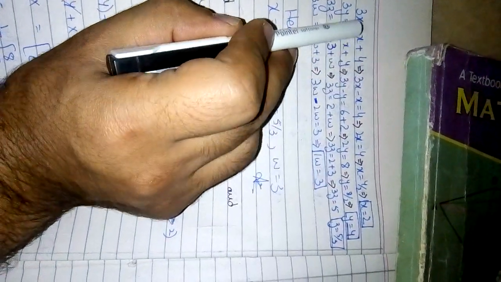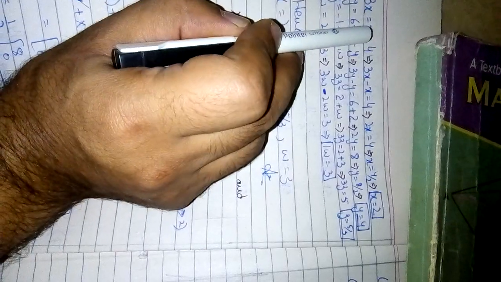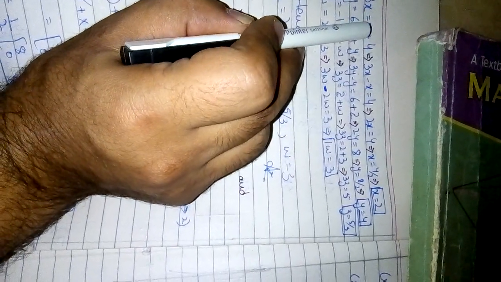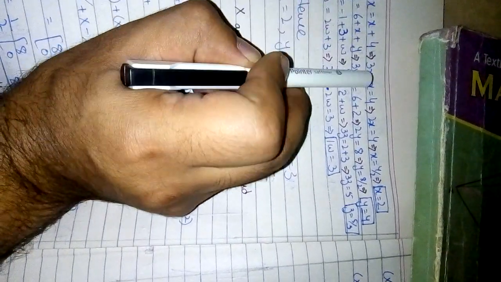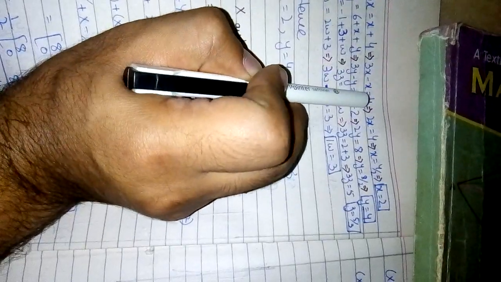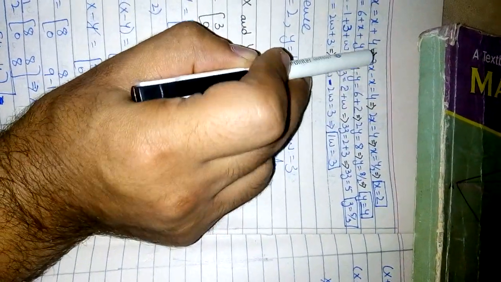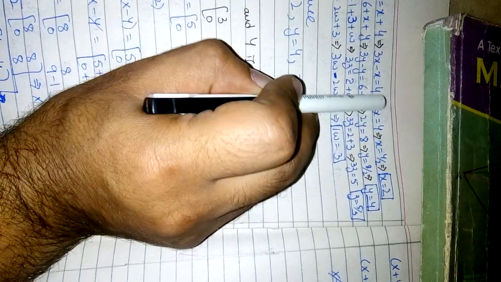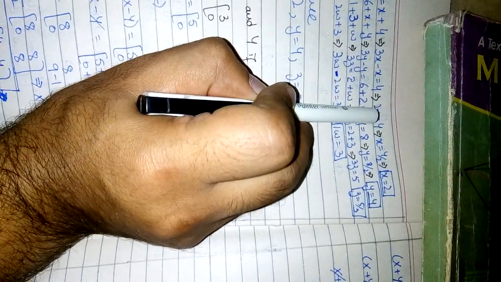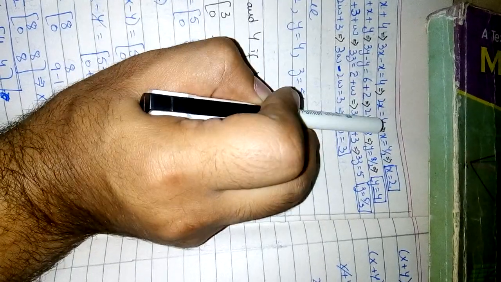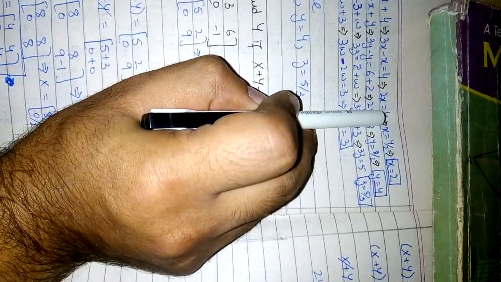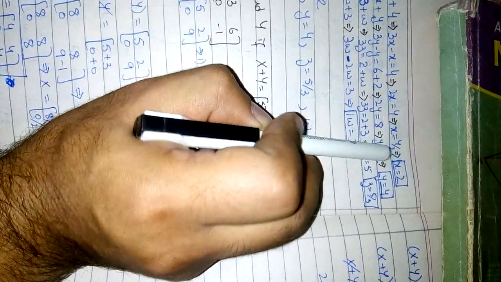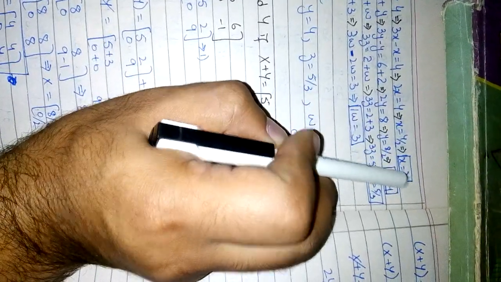Now if you look at this 3x, and I shift this x from the right hand side to the left hand side, it will be converted into negative x, equals 4. 3x minus x is 2x equals 4, and this 2 is multiplied with x here. So if I shift it to the right hand side, it will be in divisible form, 4 by 2, and 4 by 2 is 2, so the solution of x is 2.